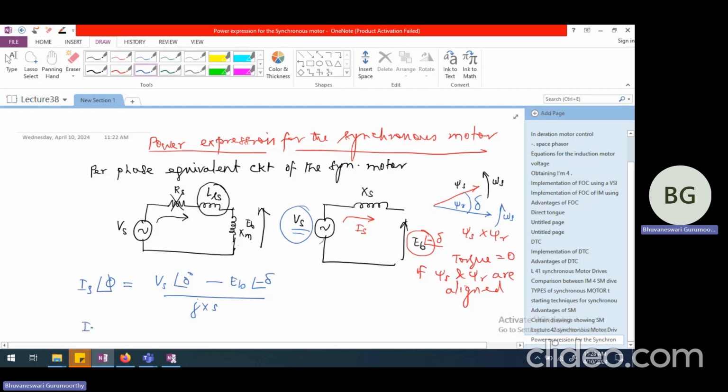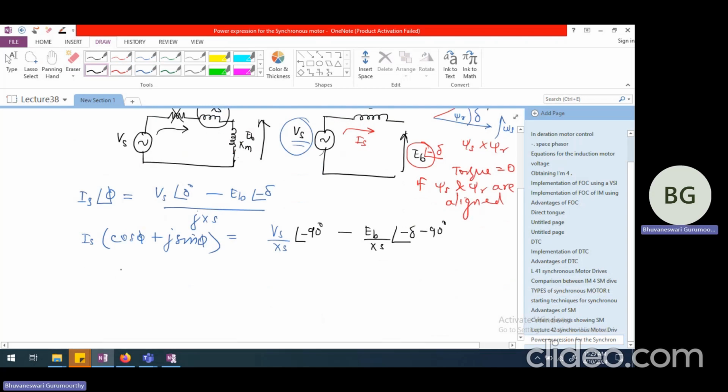This is going to be the expression for the current. So I can write this as IS cos phi plus j sin phi, which is equal to Vs divided by XS, and j is plus 90, so I should say angle minus 90. So this is the first portion. The second portion is going to be minus EB divided by XS angle minus delta minus 90.